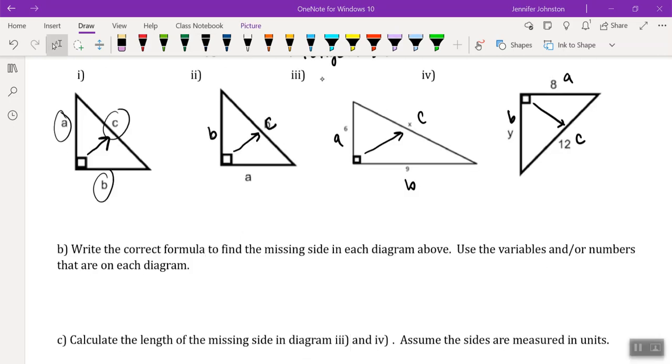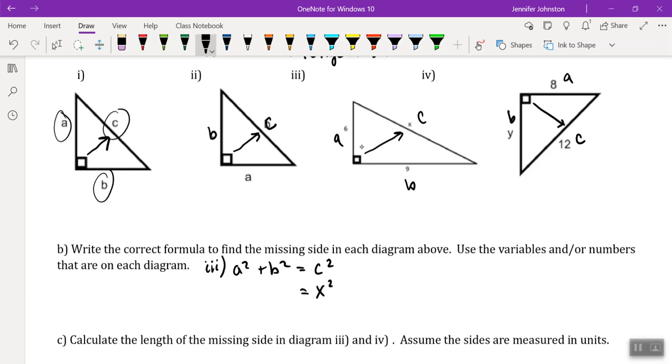Right, we're going to look at 3 and 4, and we're going to determine the formula for the missing side for both of these equations. So for question 3, we have this triangle right here. So this triangle right here has A, B, and C. So we have A squared plus B squared equals C squared. We can see here that we're trying to find the longest side.